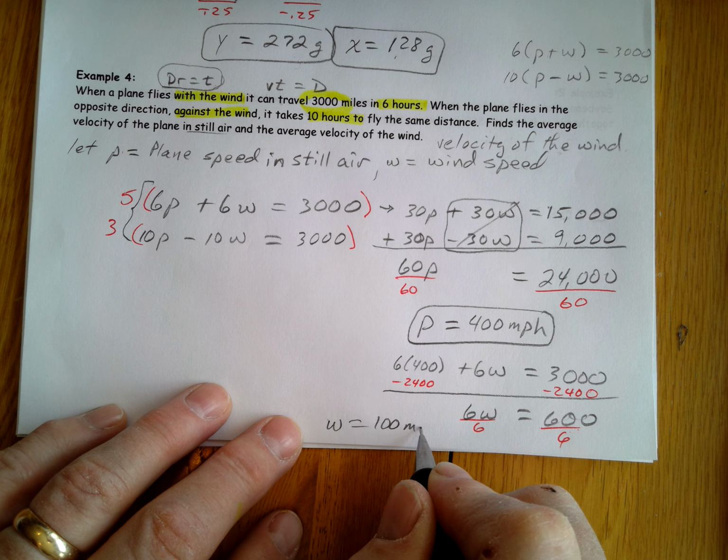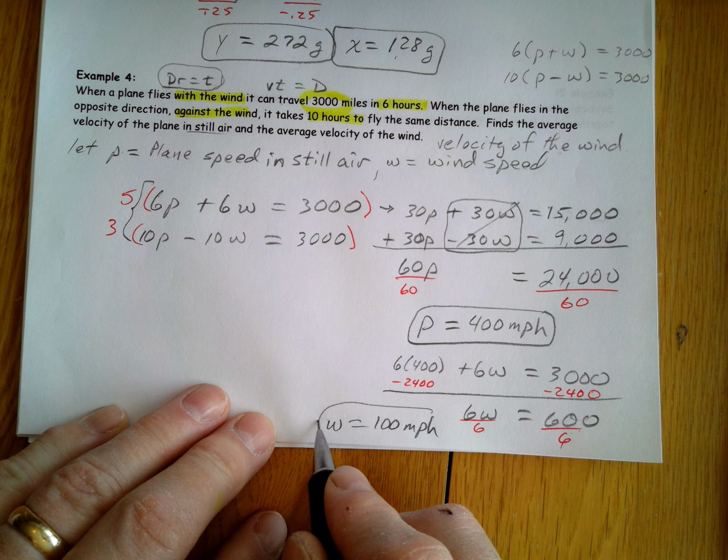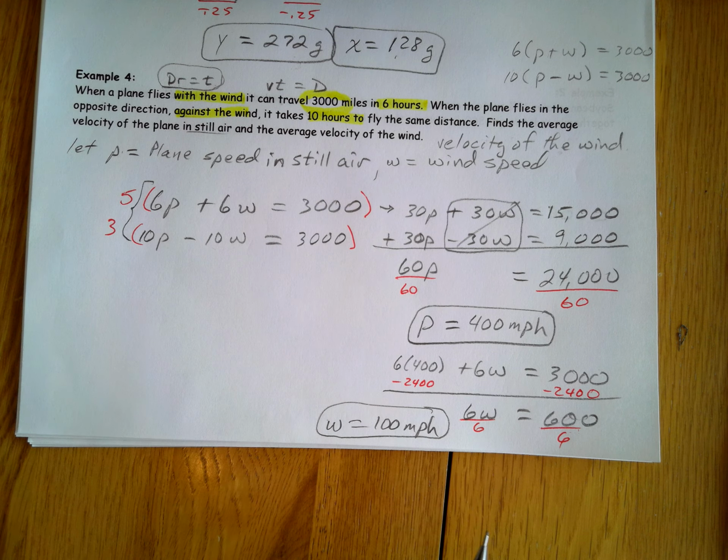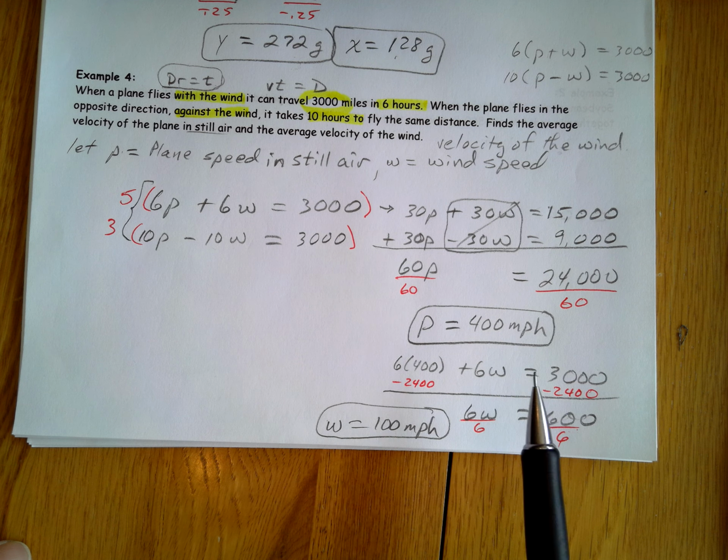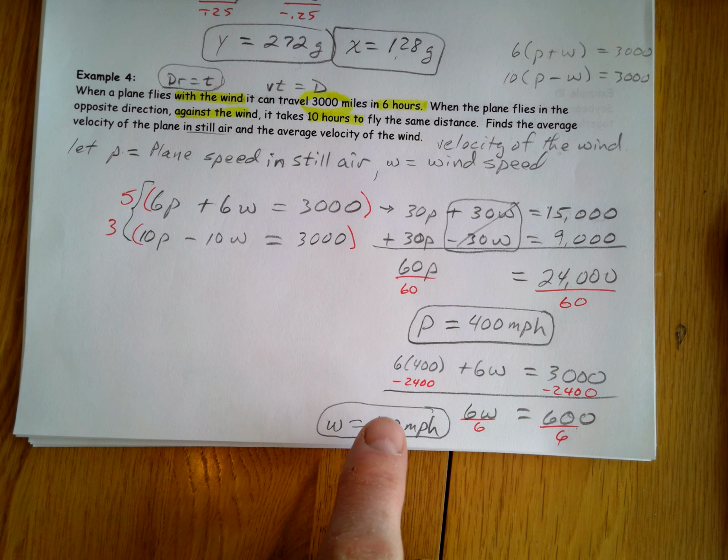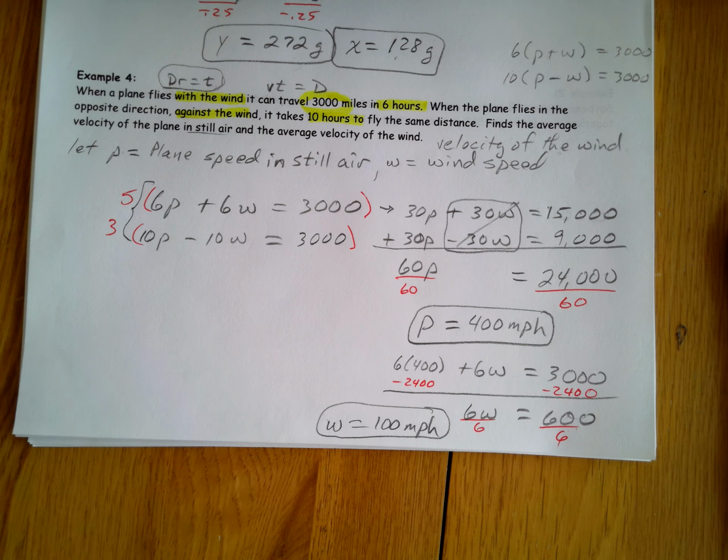So again, I'm going to leave it to you to write the sentences out stating that the plane's average speed is 400 miles per hour and the wind speed is 100 miles per hour.